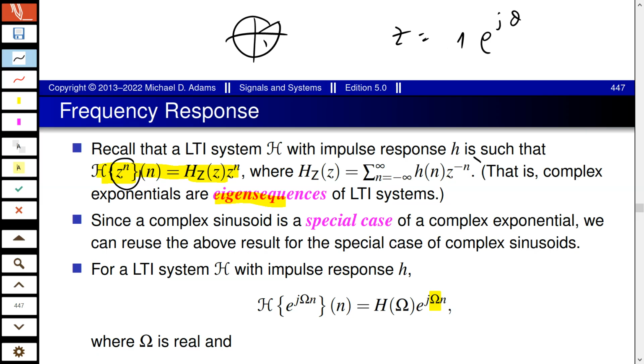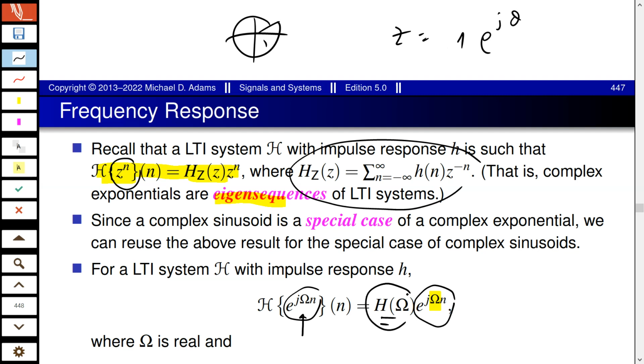Then a simpler version of this observation is this: you apply a complex sinusoid, and all the system does to it is that it is the same sinusoid but modified in such a way that it gets multiplied by a complex number. Because it's a complex number, it will have a magnitude and a phase. So all the LTI system does to this signal is change the magnitude and change the phase, right?